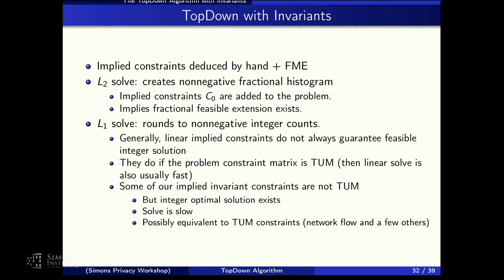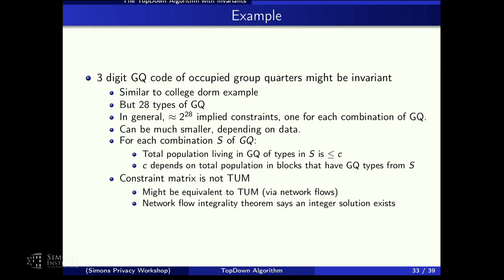So in some cases, we have nice constraints. Integer optimal solutions exist, and we can find them quickly. Sometimes their solve is very slow. In these cases, we think that it extends to a TUM problem, but not quite sure yet. Okay. So the example of the ones where the solve is slow is the one that I showed you before.